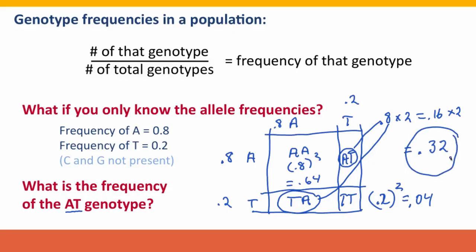And we can check easily that we've done the arithmetic right by checking whether our numbers add up. So we've got 0.04 of those and 0.64 of those and 0.32 of those. Does that add up to the whole population? Yes, it adds up to 1. So we can be confident that we've done the calculation right.